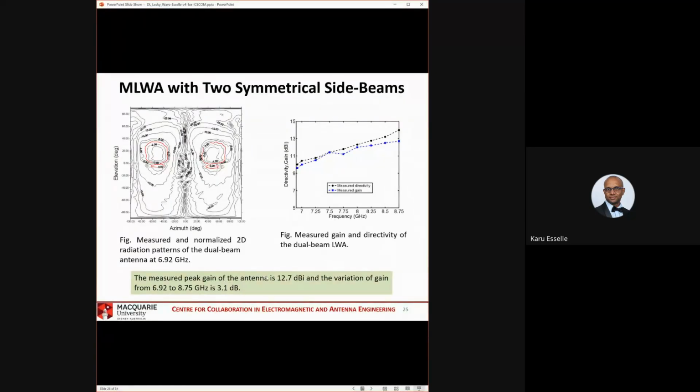The measured peak gain of the antenna is 12.7 dBi. I forget which frequency actually. Oh, it's at the highest frequency. That's the peak value. And the variation of gain is from 6.92 to 8.75 in this frequency band, which is 3 dB, 3.1 dB.